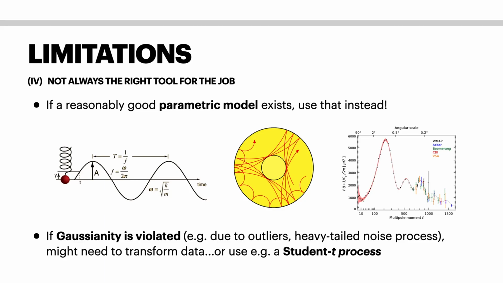Another case where GPs might be inappropriate is when your noise is non-Gaussian. For example, if you have many outliers or some heavy-tailed noise process at work. There are ways to deal with such situations, but fortunately the central limit theorem reassures us that in practice our noise will very often be close to Gaussian, in which case GPs are just fine.